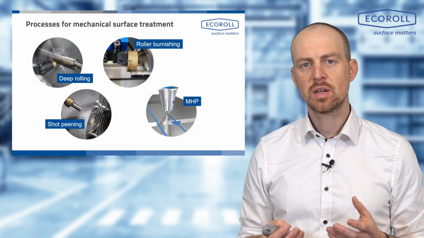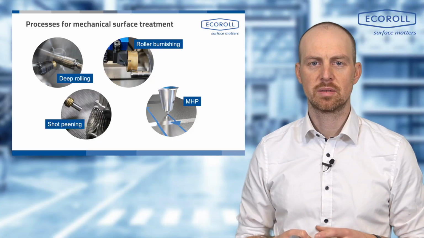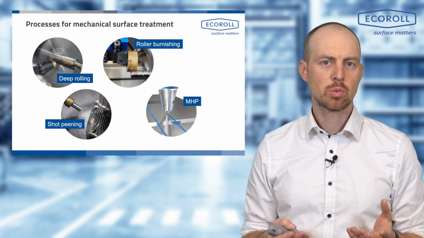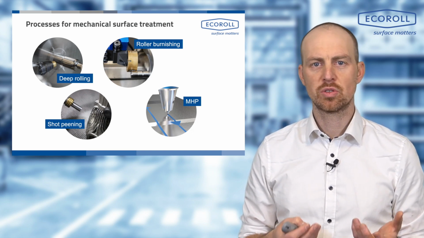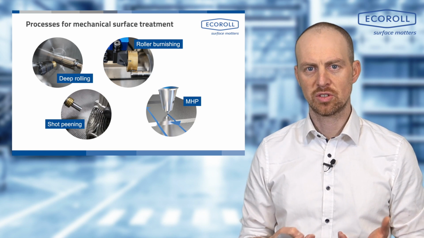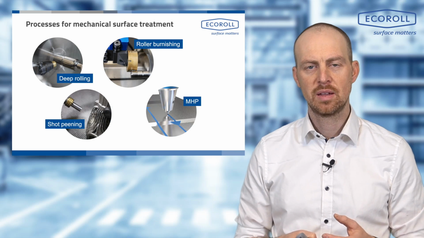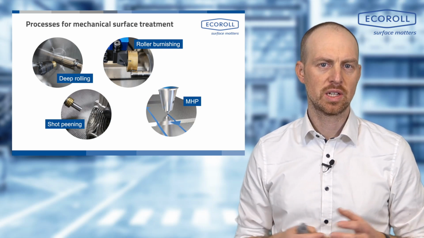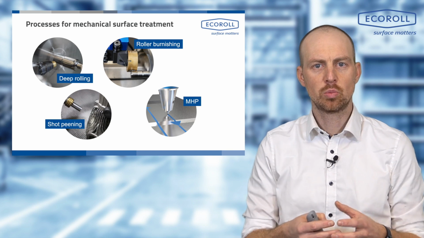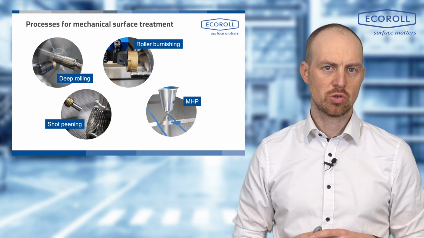The other 2 methods are shot peening and machine hammer peening. These are both processes where we do not have continuous contact of the tools with the surface. In the shot peening process, a blasting medium is accelerated by air pressure or by a centrifugal wheel, and then shot onto the surface, resulting in small, tiny micro impacts. And these micro impacts are distributed stochastically over the entire surface, creating an almost uniform and evenly distributed treatment.